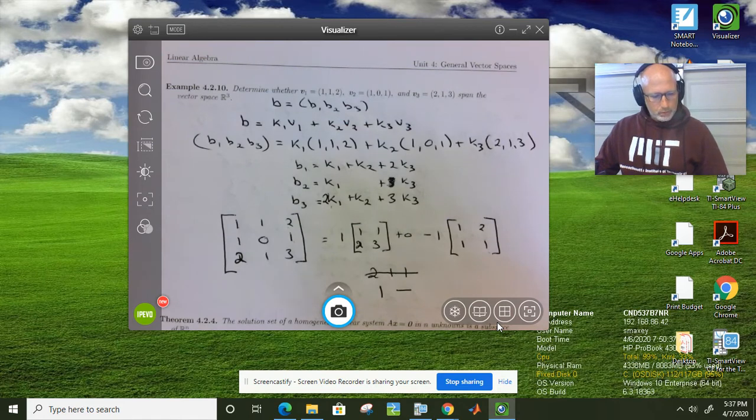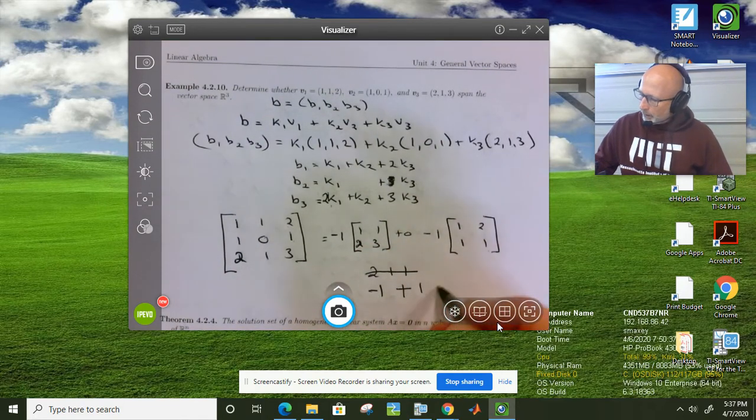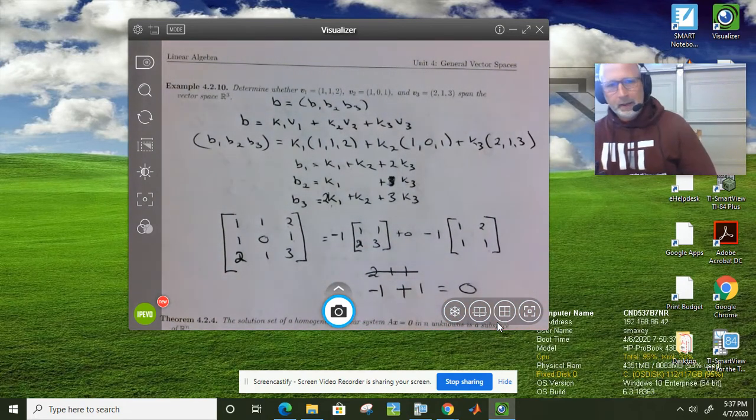what am I doing wrong? Oh, that's what I'm doing wrong. You're not catching me. This should be a negative 1. Okay, so it's a minus 1 plus 1, which gives me 0. Sorry about that. That was a struggle.